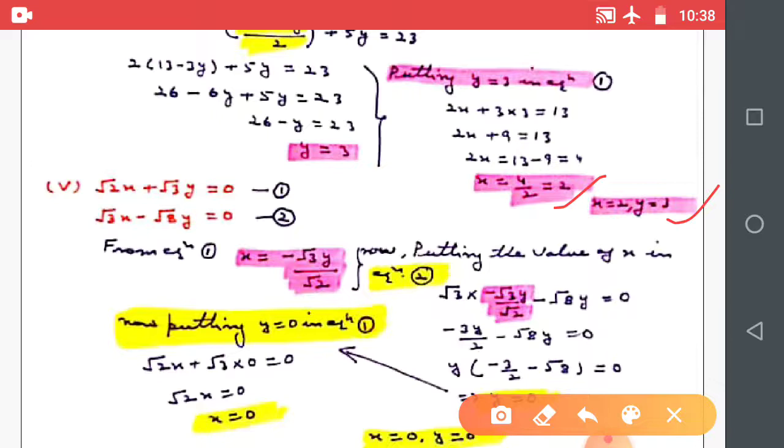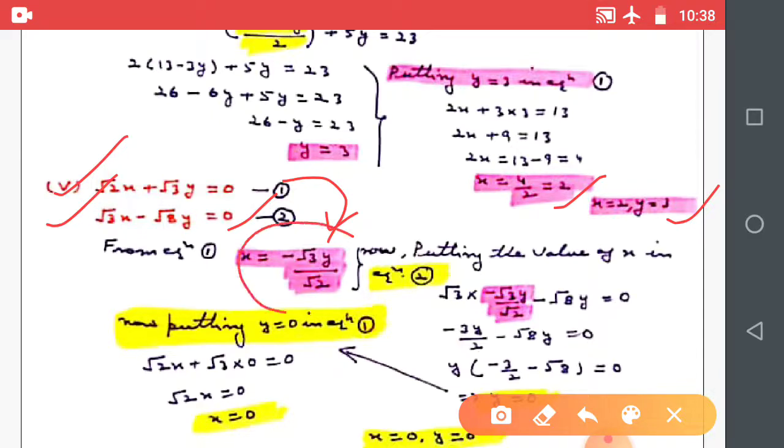Now come to the fifth part: root 2 x + root 3 y = 0 and root 3 x - root 8 y = 0. Now from equation 1, the value of x is minus root 3 upon root 2 into y.